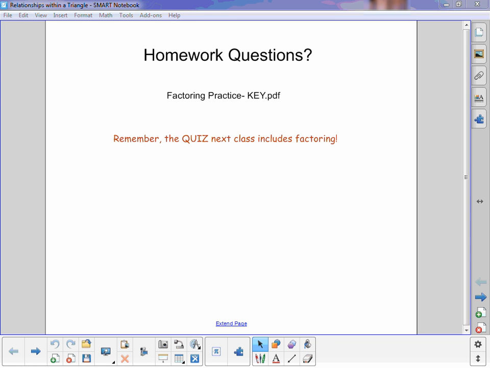All right. So again, what we're learning today is relationships within a triangle. So we are dealing with just one triangle and looking at information about that. So far, we've compared separate triangles and decided if they were congruent, separate triangles to decide if they were similar. Now we're looking at just one triangle, what we know about that.